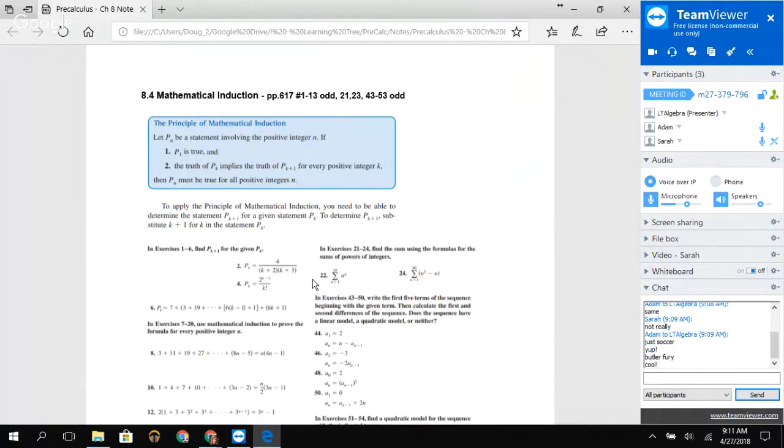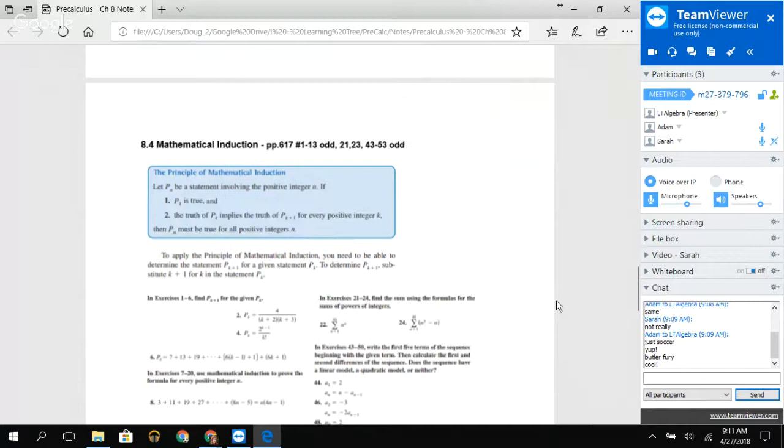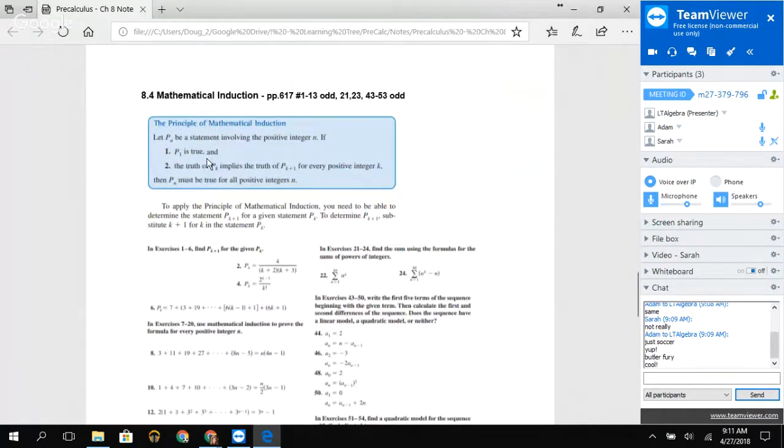And you can see that there's two parts to this kind of proof. Let me zoom in a little bit here. You can see it here in your blue box. The principle of mathematical induction has two parts. First of all, we have some statement involving integers. P sub n is a statement involving the integer n. Typically these are series or sums of series that we're talking about. So that's why it's in this section.